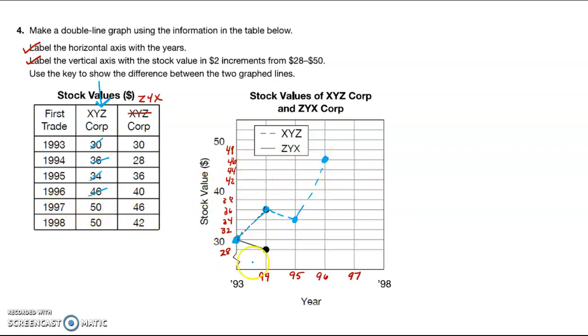And then in 97, I'm at 50, which is right there. And in 98, I'm at 50. So this is going to go like this. And I've done it. You're going to do the same thing with ZYX Corp. As a matter of fact, you can pause this and do all this on your paper if you need to. Just make sure that it's not a dashed line, it's a straight line. And let me know if you have any questions on that one.